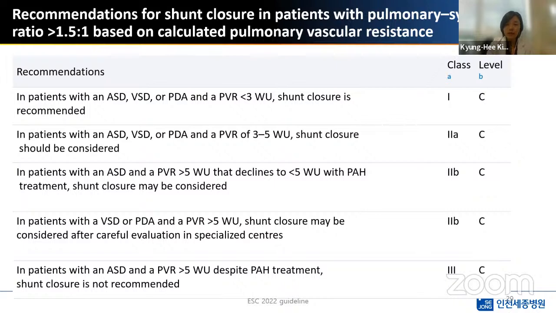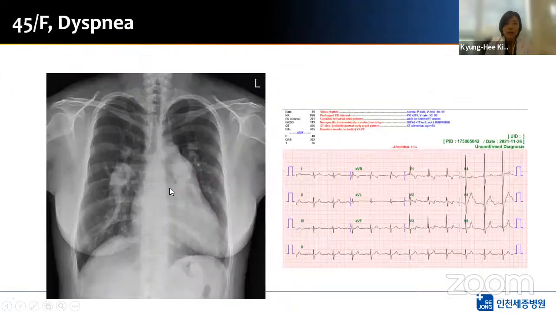So the first time, in ASD, VSD, or PDA patients with increased PVR, PH medication is considered first, and after that right heart cath, and then we can consider closure or not.